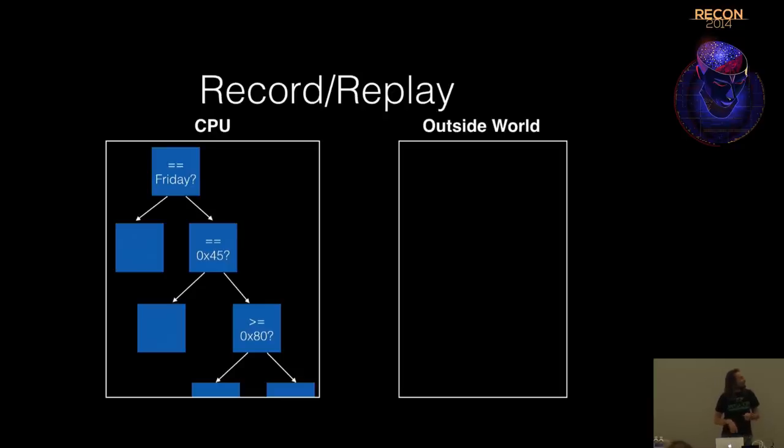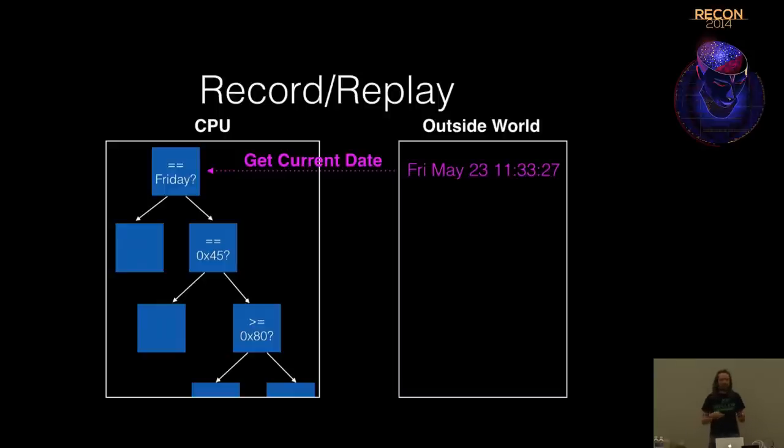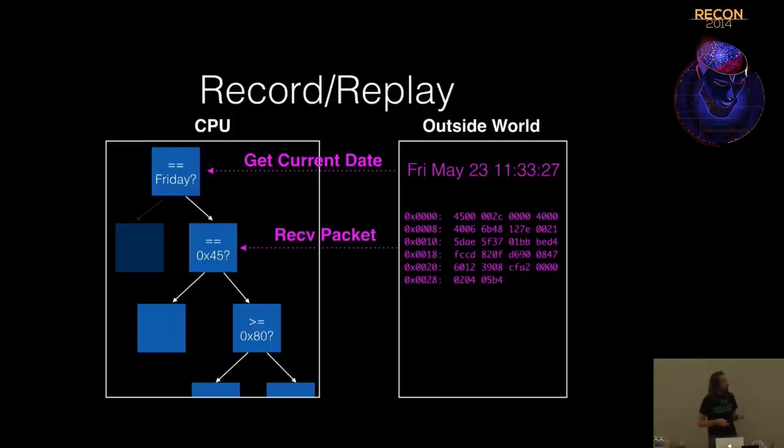So let's jump in and actually start talking about what record and replay is and how it works. So over here on the left now, you've got your CPU, and you've got a program in some sort of silly CFG representation, right? And you've got various tests at different branches. And what they're going to do is they rely on some sort of external information. So maybe the first one pulls in the current date and time and checks if it's Friday. The next one down is going to actually read a packet. And it's going to check if it's 45.